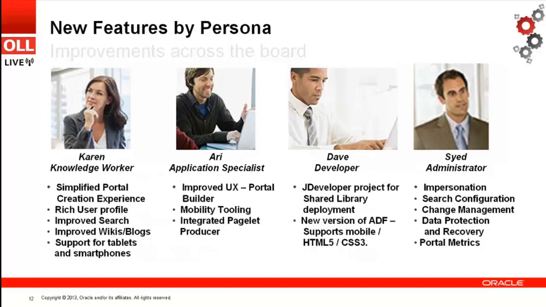Now, if code needs to be written, we've got Dave the developer here, and Dave uses JDeveloper. He creates the new task flows and portlets, which then become reusable assets that both Karen and Ari can use in their day-to-day jobs in the portal. Now, in this example, we've split it out into four. So I've got Sayed here, who's the administrator. So he manages some of the other kind of more general capabilities across all of the portals.